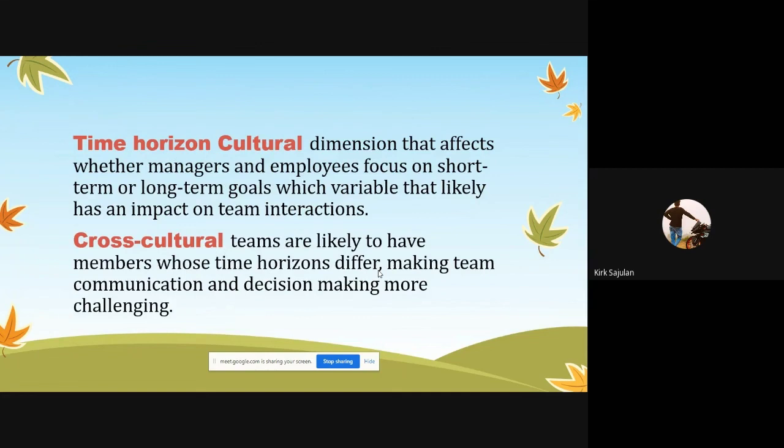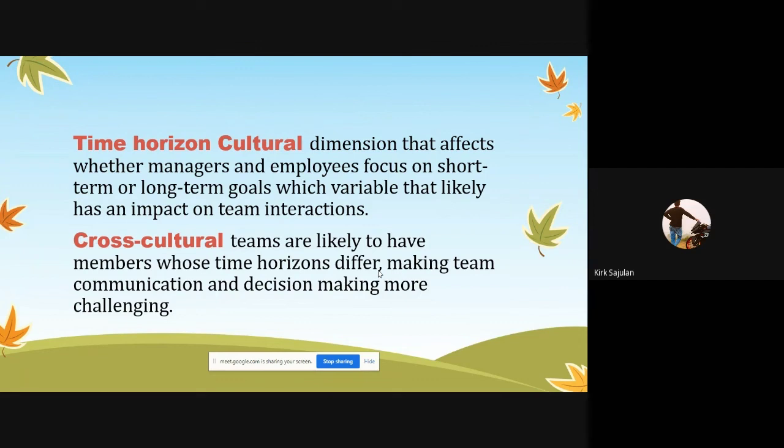Next, first, time horizon. Time horizon is a cultural dimension that affects whether managers and employees focus on short-term or long-term goals, a variable that likely has an impact on team interaction. For example, countries such as Japan and China have a long time horizon, which results in long-term planning. In contrast, countries such as the United States and Russia have a short time horizon, which leads managers in these countries to focus on meeting short-term goals such as quarterly earnings reports.